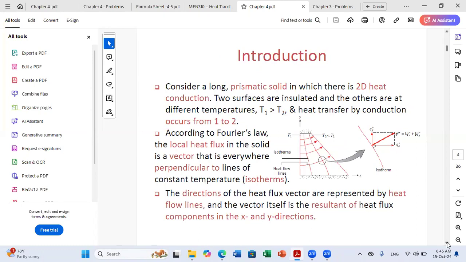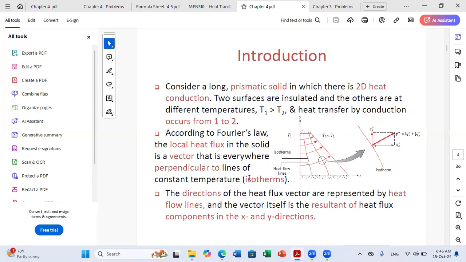So for example, let us consider a long prismatic solid in which there is a 2D heat conduction. You have two surfaces that are insulated, and the others are at different temperatures, T1 and T2. So heat transfer by conduction from surface 1 to surface 2. According to Fourier's law, the local heat flux in the solid is a vector that is everywhere perpendicular to the lines of constant temperature. So always heat flux is perpendicular to a line of constant temperature.